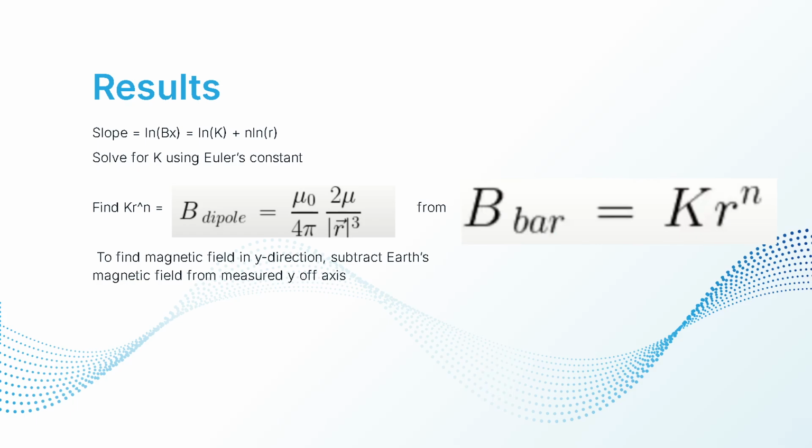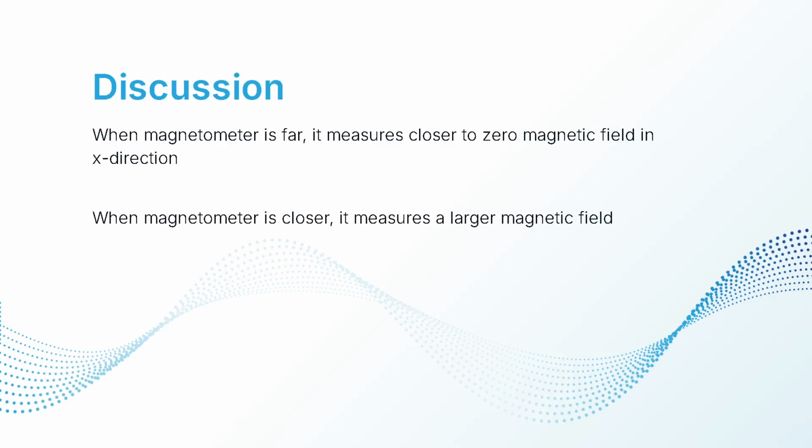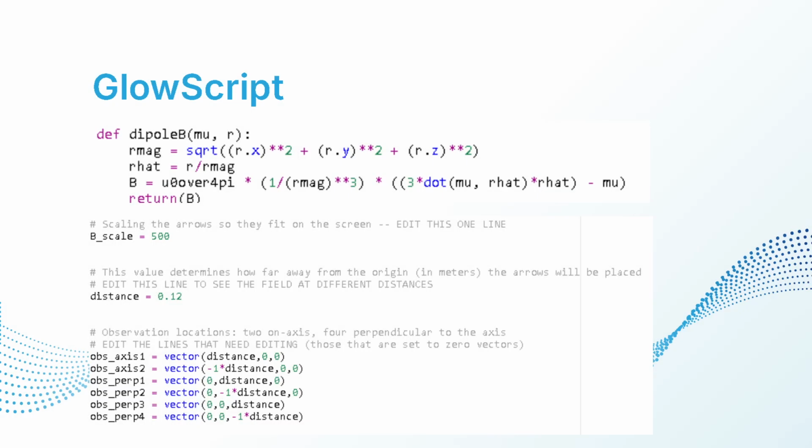Looking at the results in math, we get the slope of that graph you saw using that equation. We solved for k using Euler's constant. Find k r^n from these two equations, or you find that k r^n is equal to that. Then, to find the magnetic field in the y direction, all we did was subtract Earth's natural y off axis. Once again, when the magnetometer is far, it measures close to zero magnetic field in the x direction, and when the magnetometer is closer, it produces a larger magnetic field.